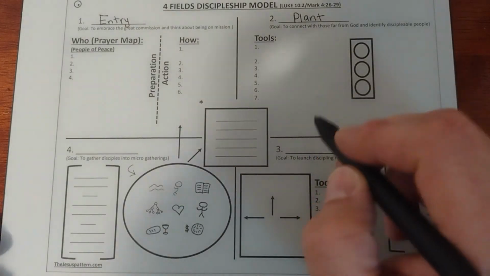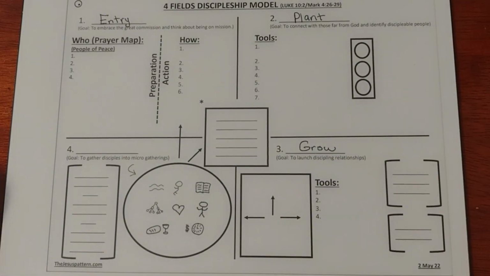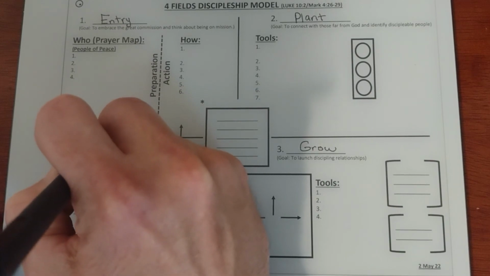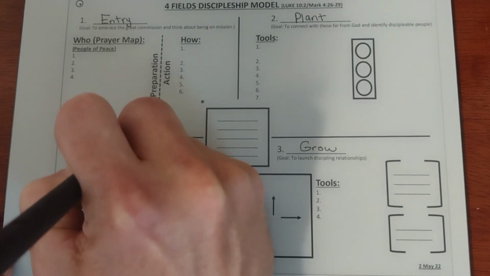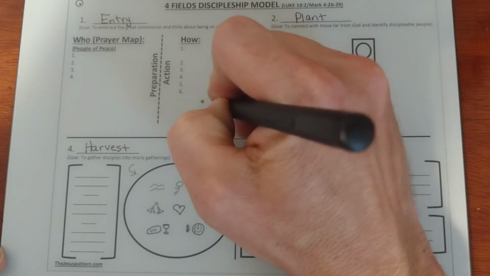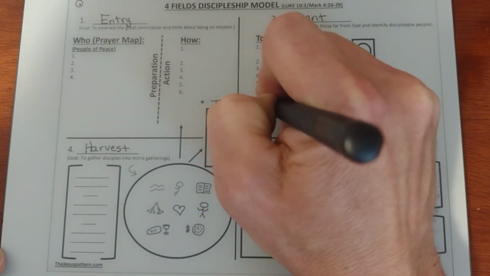Next, we have the grow field, where we begin to launch discipling relationships. Field number 4 is the harvest field. In this field, we begin to gather disciples into micro communities. And finally, the block in the middle is for training leaders.